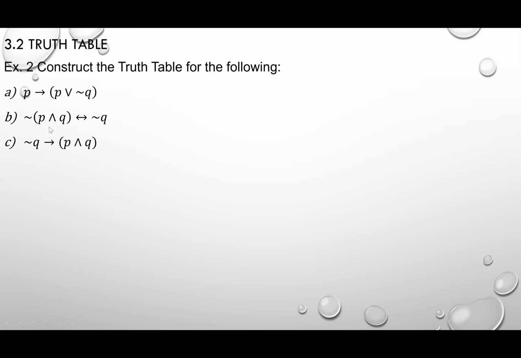This is the or statement. This is the and statement. This is the if and only if. This is the if and then. And this is the and statement. As you can see, we don't have anything new. There are only 4 connectors that we're dealing with, and the 5th item is the negation.